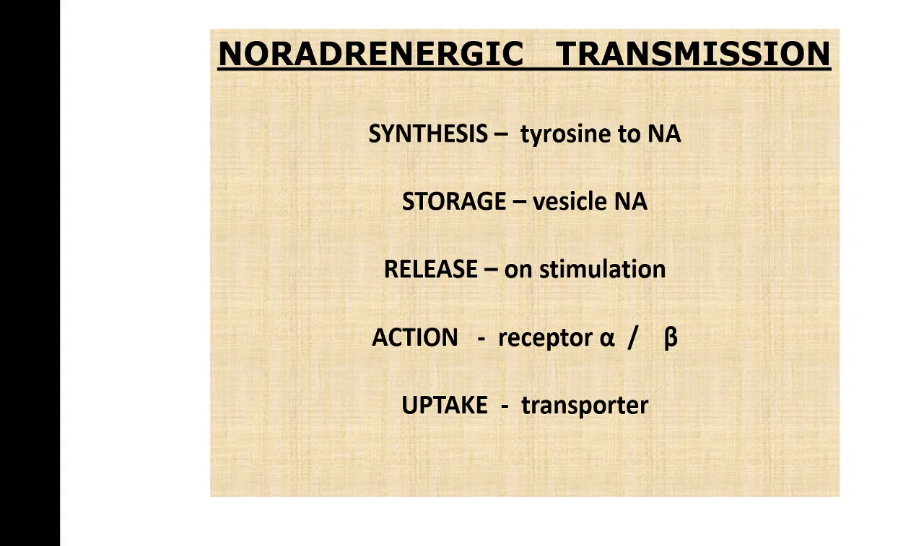Also, noradrenaline after that will be metabolized by two enzymes. Noradrenaline will be destroyed or metabolized by two enzymes known as COMT, catechol O-methyl transferase, and another enzyme, MAO, monoamine oxidase. So these are the basic steps of noradrenergic transmission.